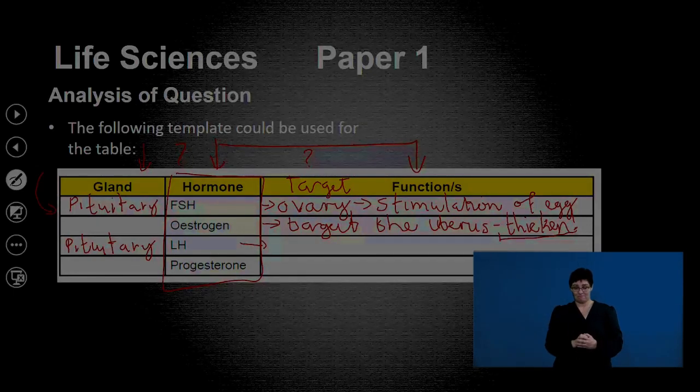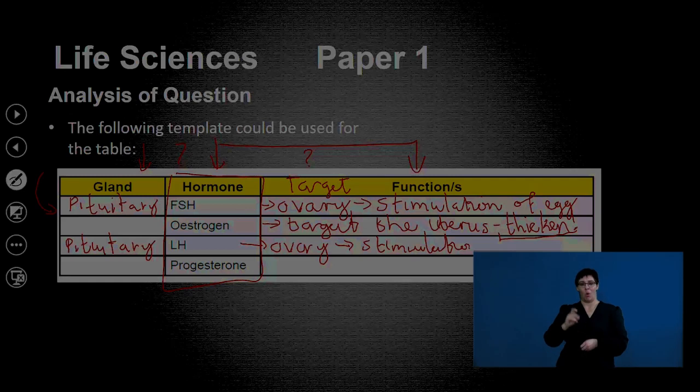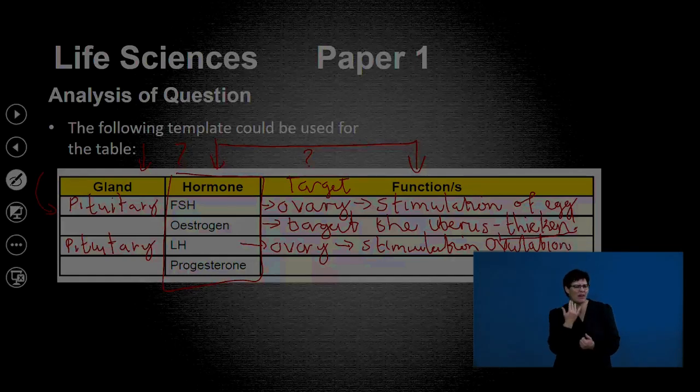We know that the pituitary gland also releases LH, and that targets the ovary, and the function of LH is that it stimulates ovulation, and ovulation is the release of an egg. Okay, and that happens on day 13 when LH levels peak.